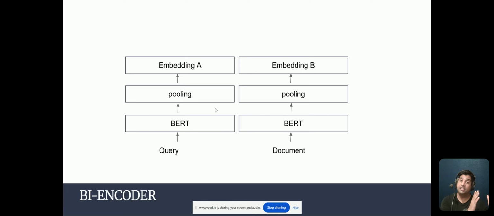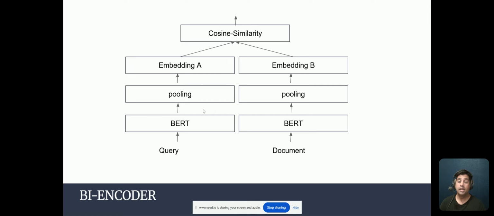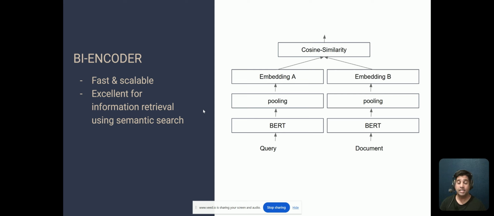And then we have another model, again a BERT layer and a pooling model and an embedding layer, right? And we have those as two separate models, and then we can compare how closely the query is related to the document by using something like the cosine similarity. Now, what's great about this is that by separating out these two models, this is a fast and scalable solution, and this is excellent for information retrieval.